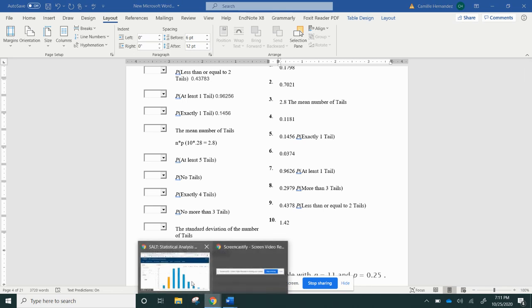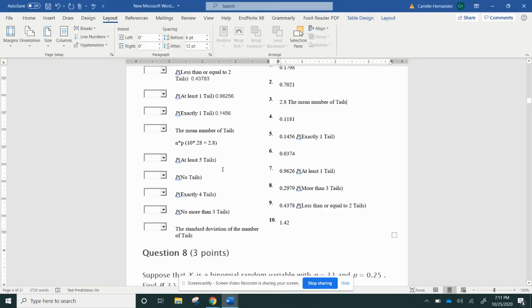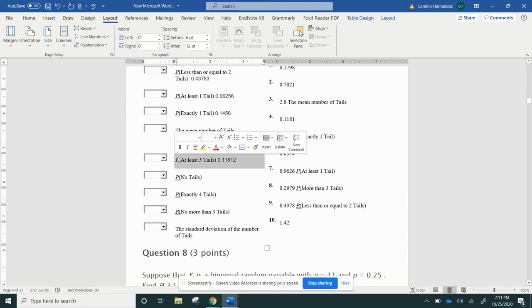So again, go back here. I change it to right tail, and then I'm going to put 5 here, because this says x is greater than or equal to 5. That's the same thing as at least 5. So I copy this, put it here, and then that tells me this one.